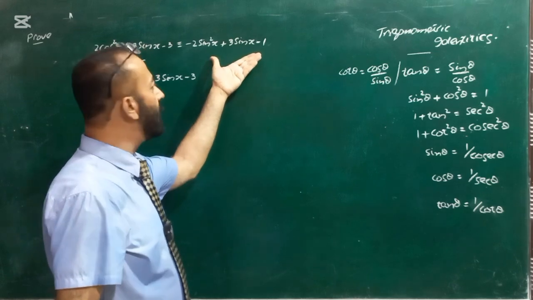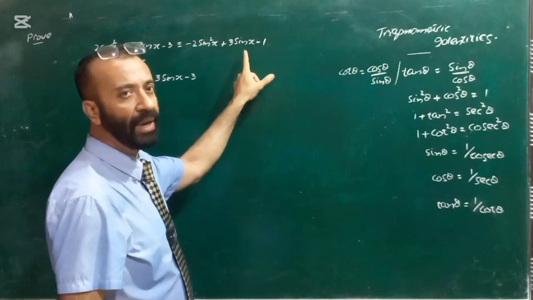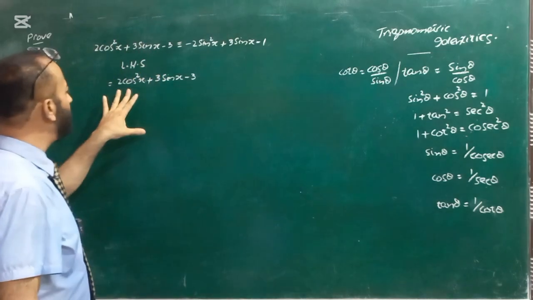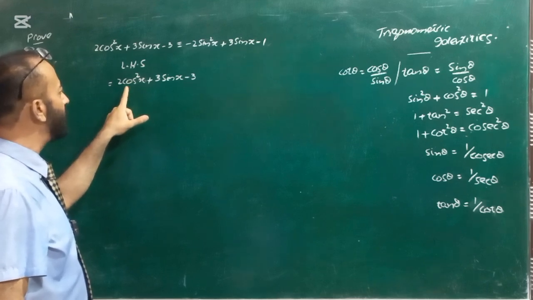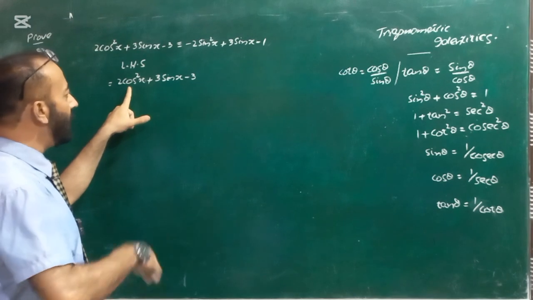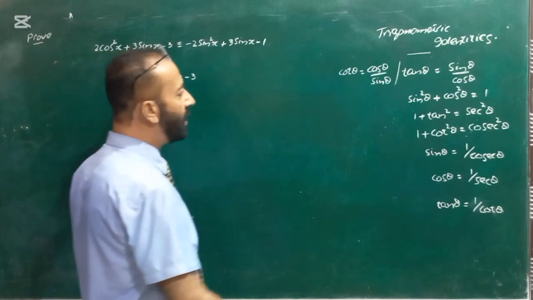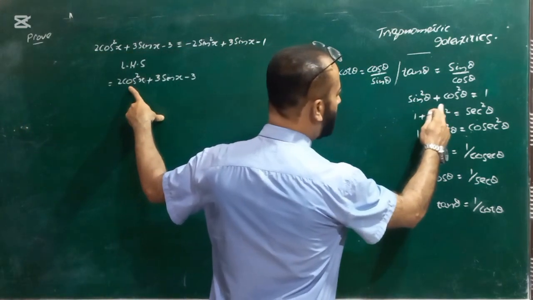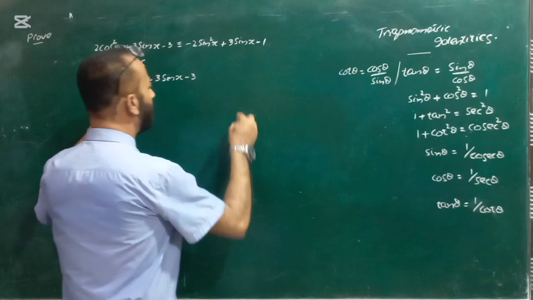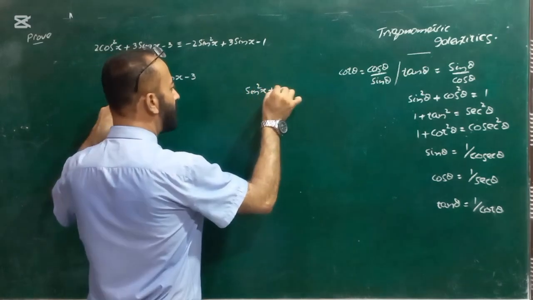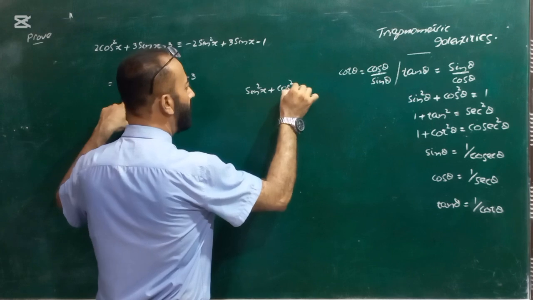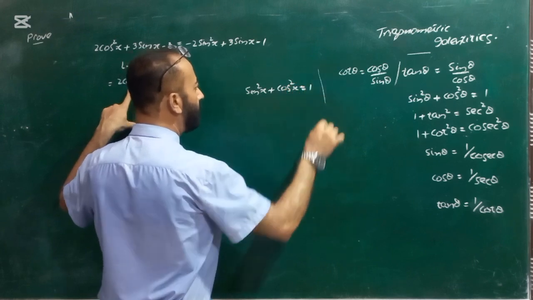If you look at the right hand side, there are only sine values, but on the left hand side there is one cos x value. So we have to exchange this value into sine. So look at this formula: sine square theta plus cos square theta is equal to 1. So that is this formula: sine square x plus cos square x is equal to 1.